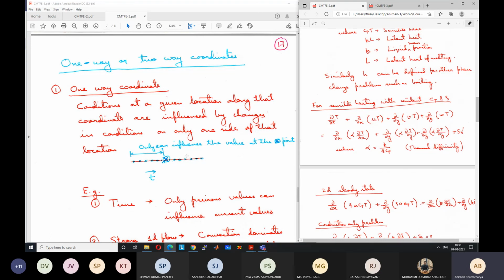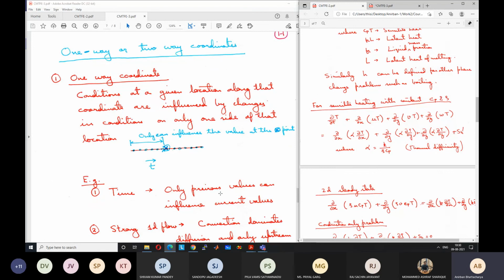So once we go to the next time step, we will erase the previous time step and go to the next time. Anyway, we'll discuss this later in much more detail, but this is just to give you an idea of what a one-way coordinate is and how it is beneficial. So time is a one-way coordinate. Only previous values can influence the current values.